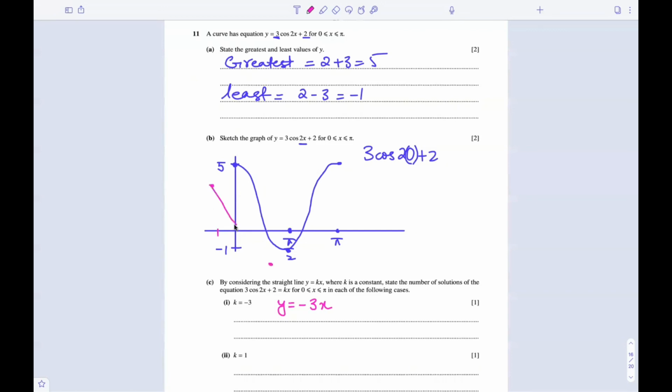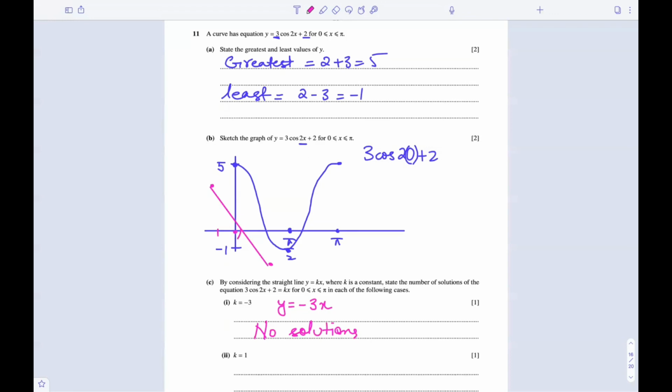So roughly the line will be passing through the origin, as when x is 0, y would be 0. So roughly the line would be like this, and it will be passing through the origin. Okay, so we can see from the curve and the line that they are not intersecting, so we can write that they have no solutions. And we'll have to make sure that we show that this passes through the origin.